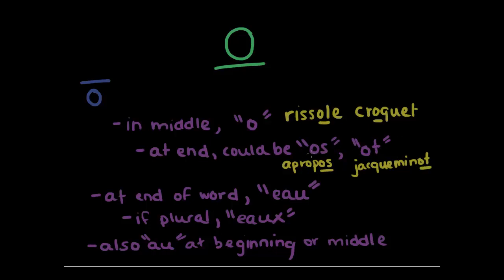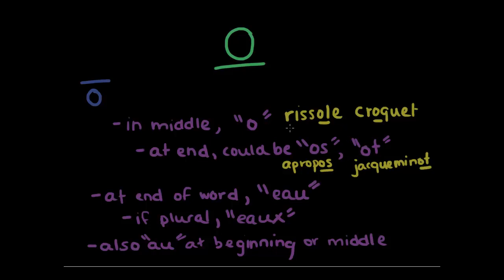So at the end, it's going to be OS or OT. In the middle, O, if it's just in the middle of the word. See, these are not at the ends. There's other consonant sounds right after. So it's not the last one, so you don't have to worry about OS or OT. But if it's at the end, as in apropos or Jacqueminot, you have to give some thought as to if there's an S or T at the end.